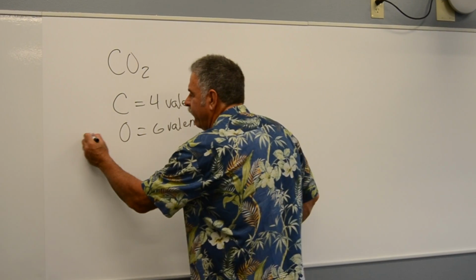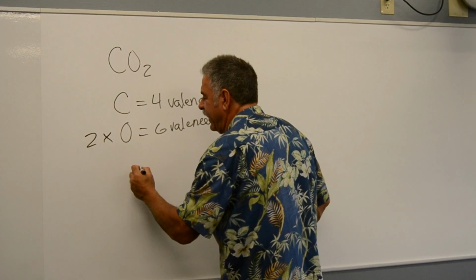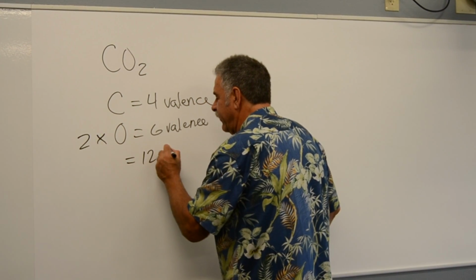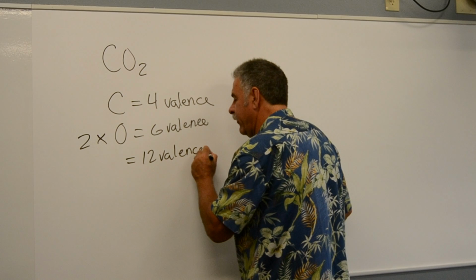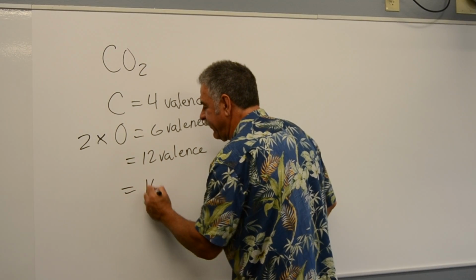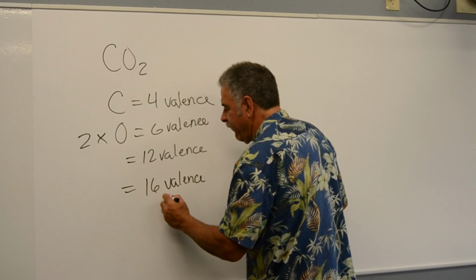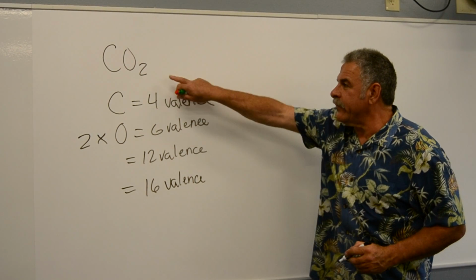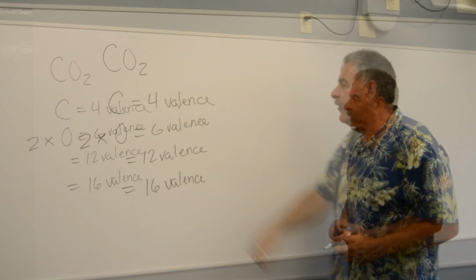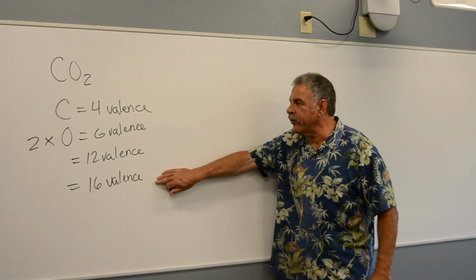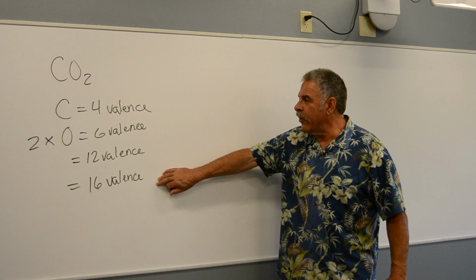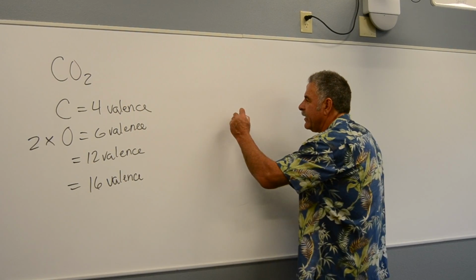Since there are 2 oxygens, it now has 12 valence electrons, which gives us a total of 16 valence electrons to use to describe this shape. So in order to draw this molecule in Lewis dot structure, we're going to start with a carbon.